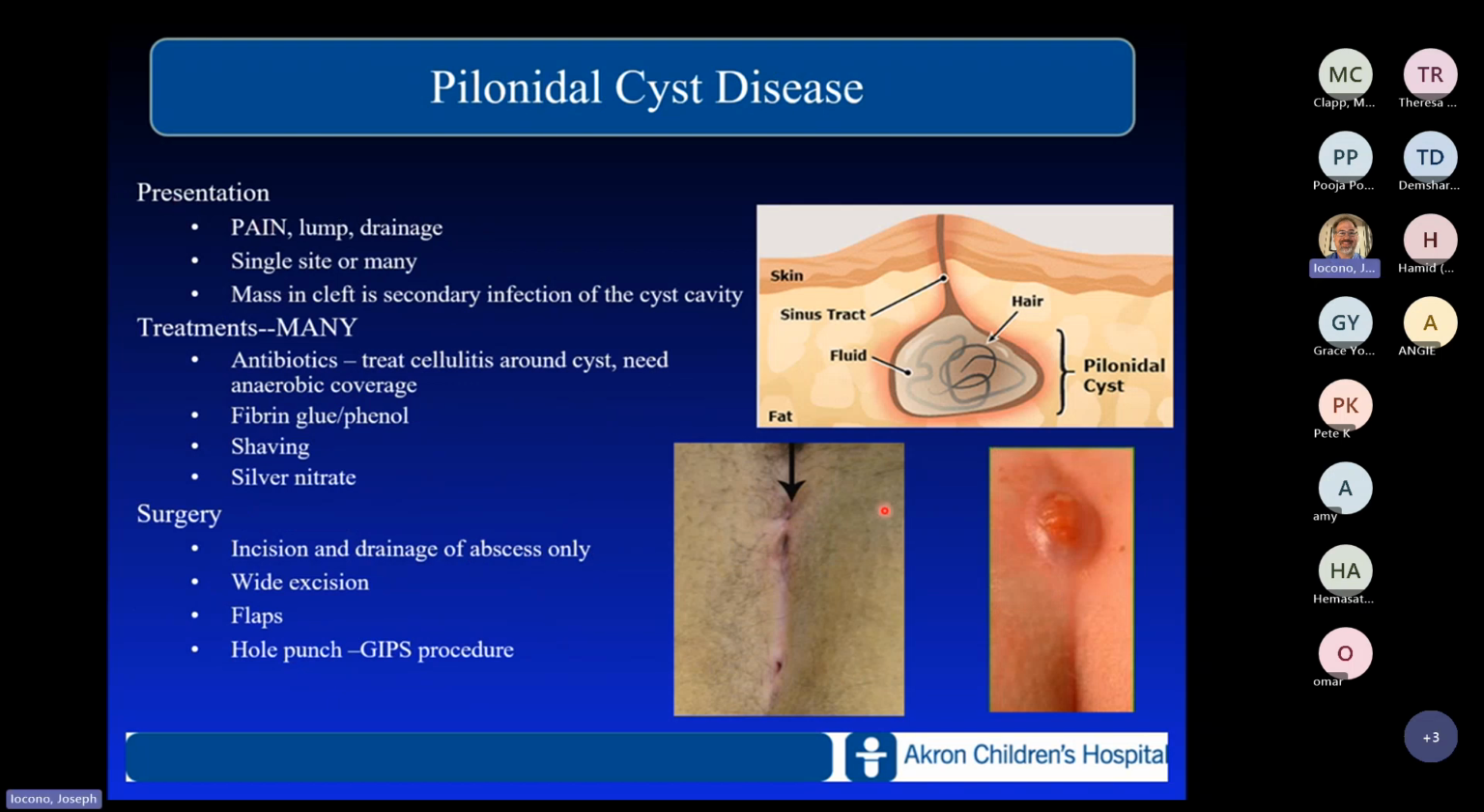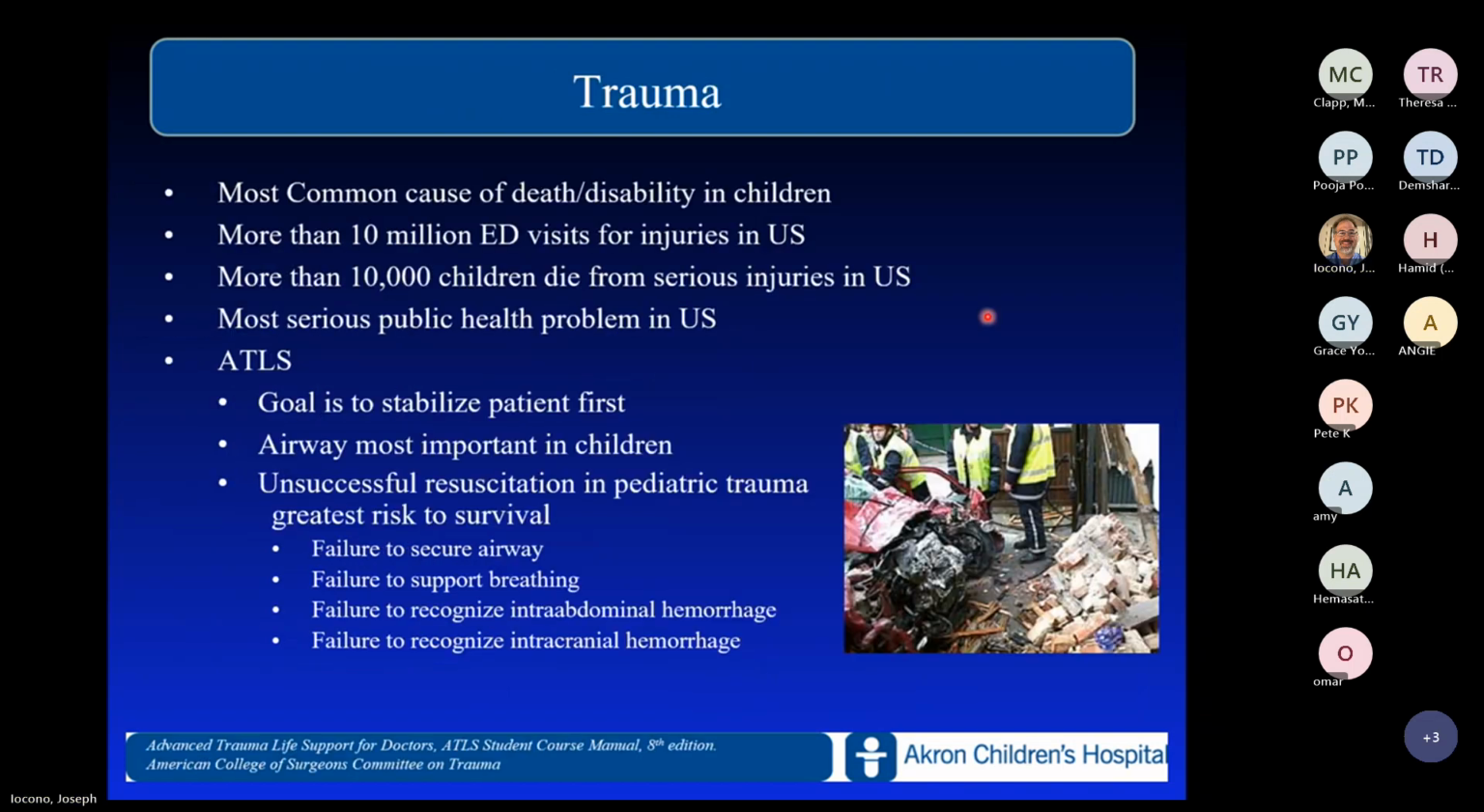Pilonidal cyst disease: pilonidal tracts become cysts, become infected cysts. Surgery is incision and drainage of the abscess only. You can do a hole punch and just excise the sinus tract. That's called a Gibbs procedure. There are a couple of papers out there now that say just better hygiene helps recurrence. Big surprise, soap and water.